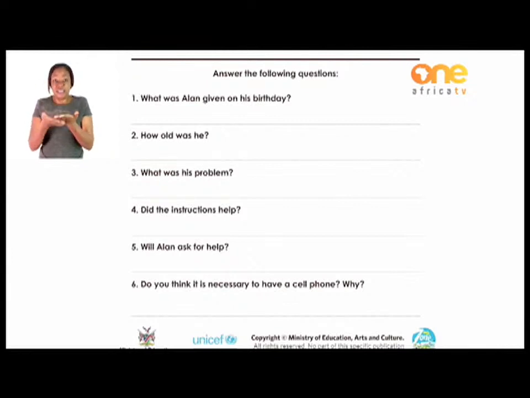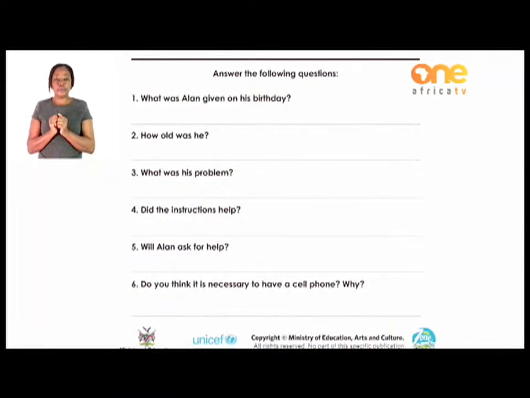Number 6, do you think it is necessary to have a cell phone? And why? Now you have to think and you have to answer this question. Do you think it is necessary? Is it important to have a cell phone? And why do you think it is so? So answer that one according to what you think about a cell phone yourself. Okay.